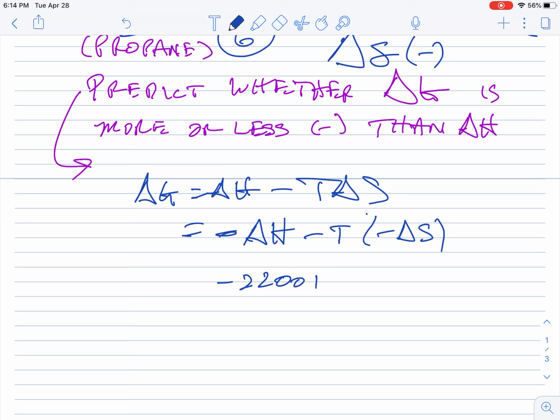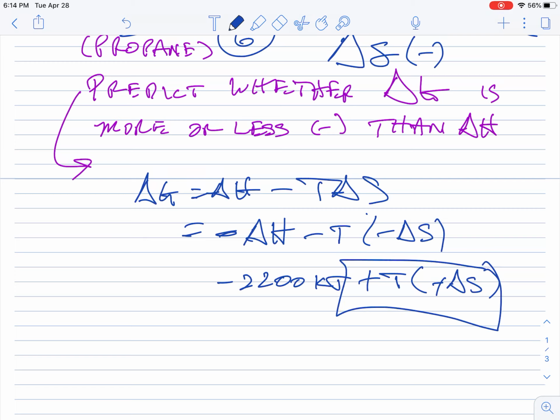If you do the math, it's negative 2,200 kilojoules, minus T times this negative delta S. So that means this is going to be positive, so I'm going to add this value. Because I'm being driven towards spontaneity from my enthalpy term, and being driven away from spontaneity with my entropy term, I've got this negative delta H and a negative delta S, so I'm going to end up adding this, which is a positive number.